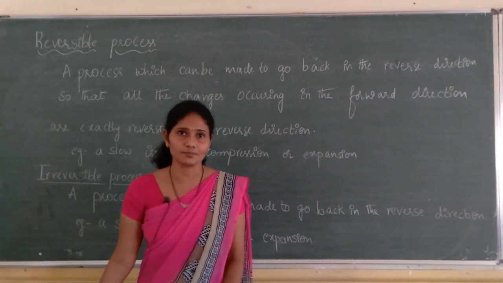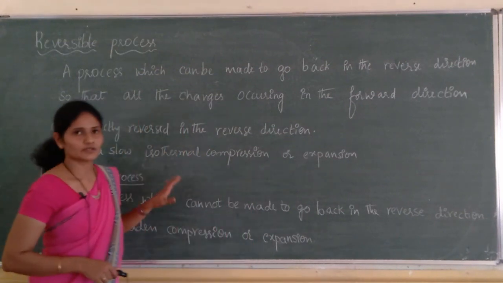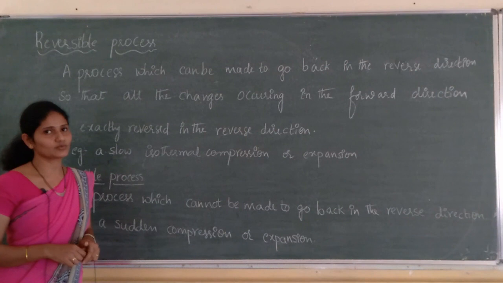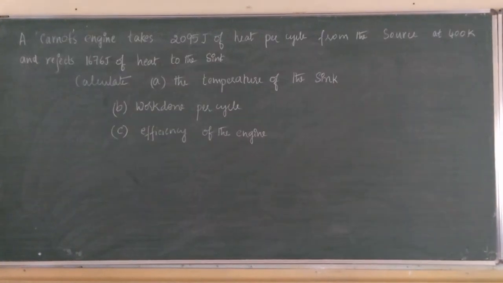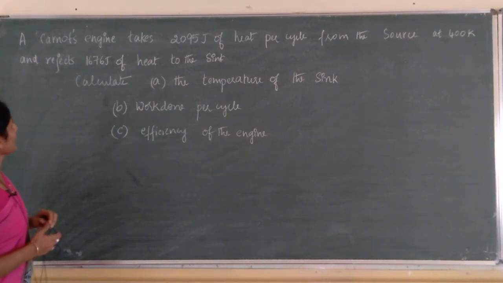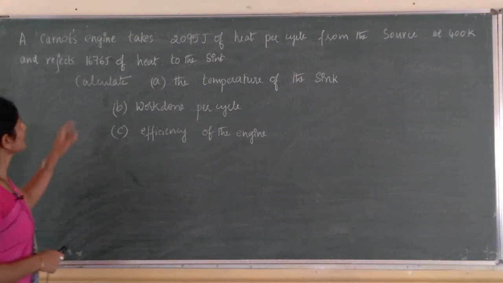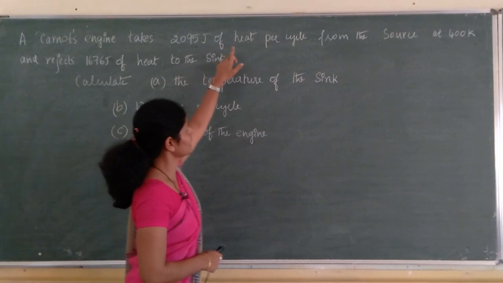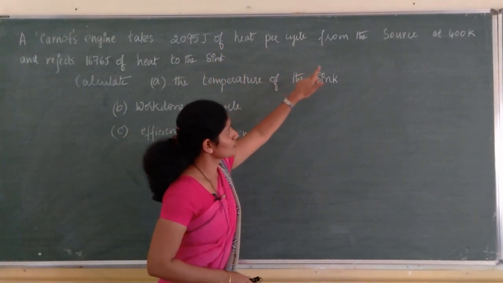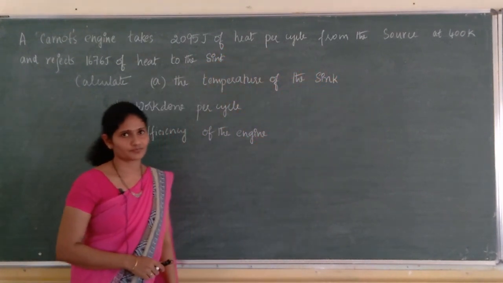Now let us see some problems on efficiency, work done, etc. Let us see. So this is the first problem. A Carnot's engine takes 2095 joule of heat per cycle from the source.